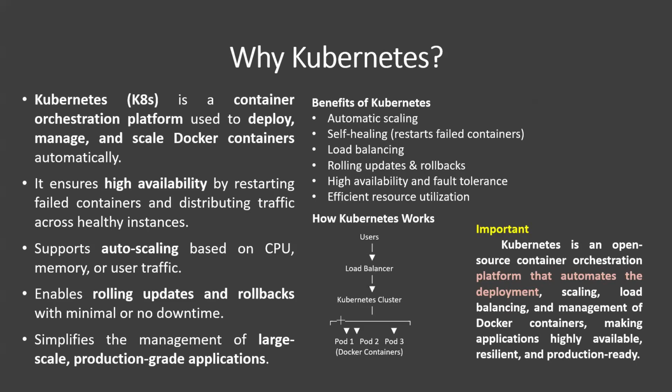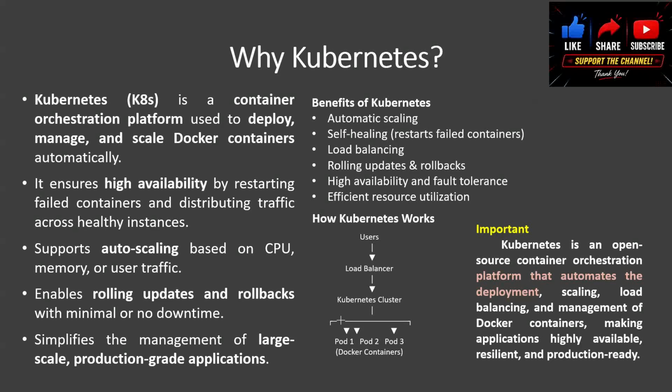So what are the important things to remember about Kubernetes? It is an open source container orchestration platform that automates the deployment. With Docker, it is development, testing and production, but here it is deployment, scaling, load balancing, and management of Docker containers, making applications highly available, resilient, and production ready.